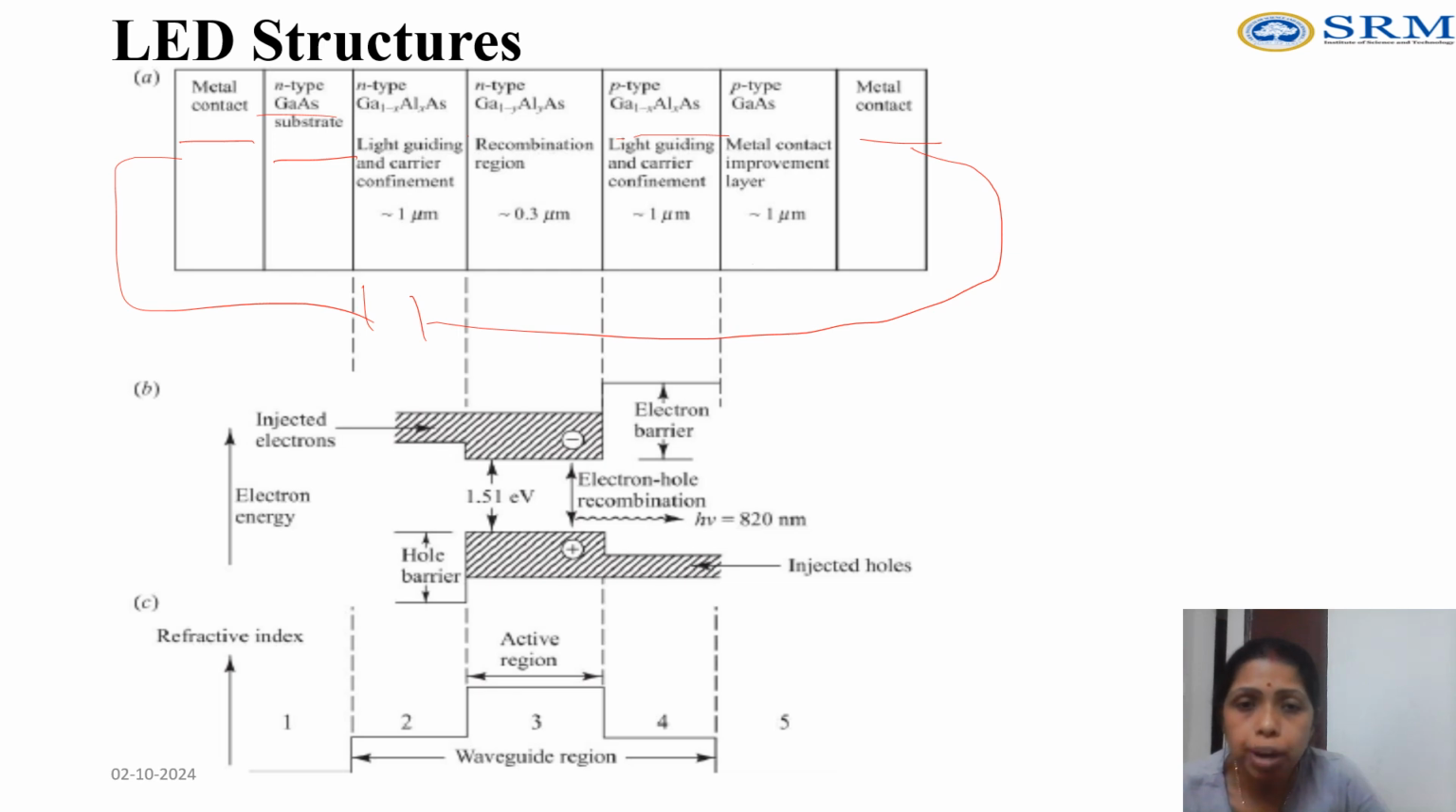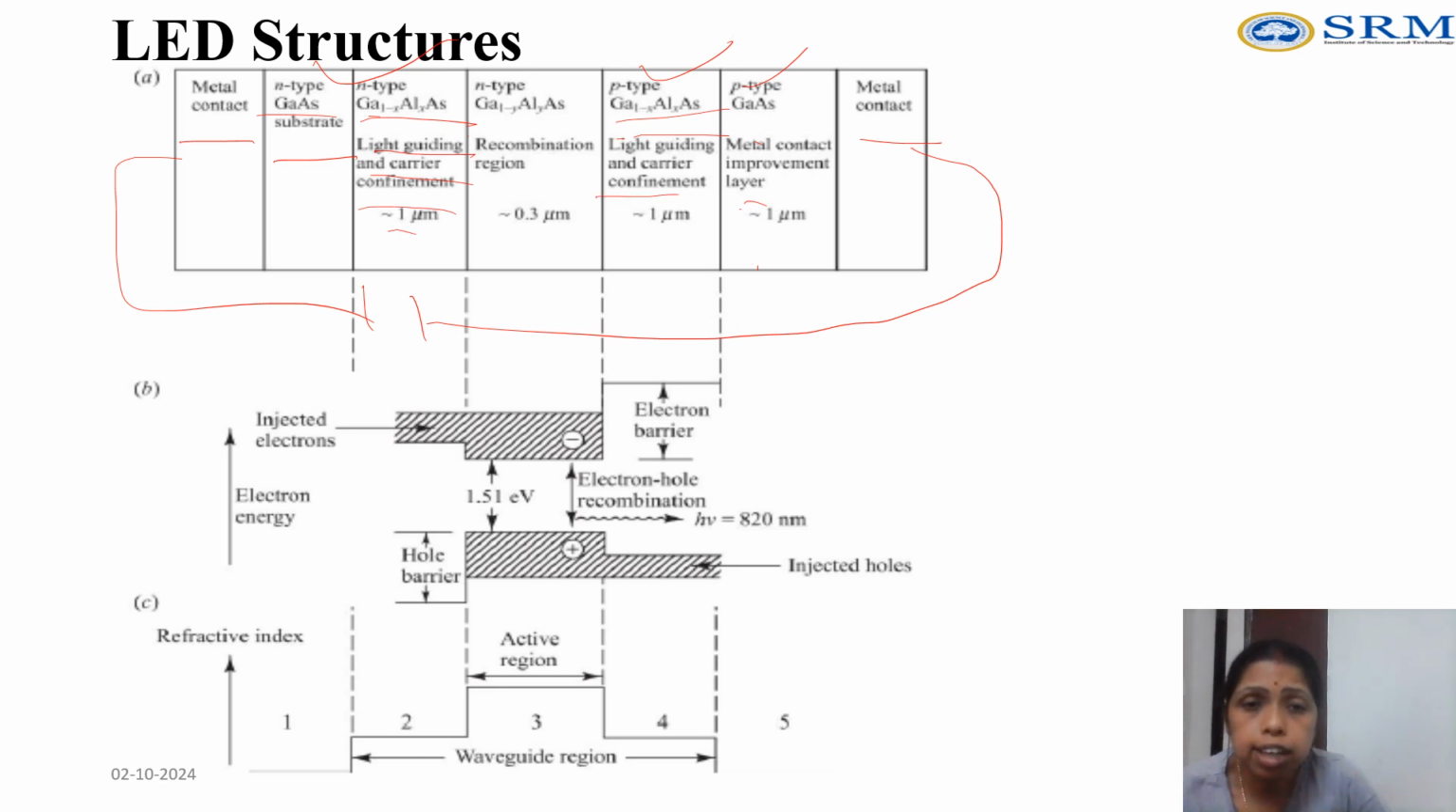Suppose you deposit the metal layer directly, the metal can penetrate into the active layer. This should not happen. So one layer is added before the metal layer, that is the gallium arsenide layer. Here also a substrate is added, and here also one layer is added: the metal contact improvement layer. Okay. After that, the two guiding layers. These two layers are used to confine the electron and hole in one region, right? This is gallium aluminum arsenide, and there is another gallium aluminum arsenide. These are called the light guiding or carrier confinement layers.